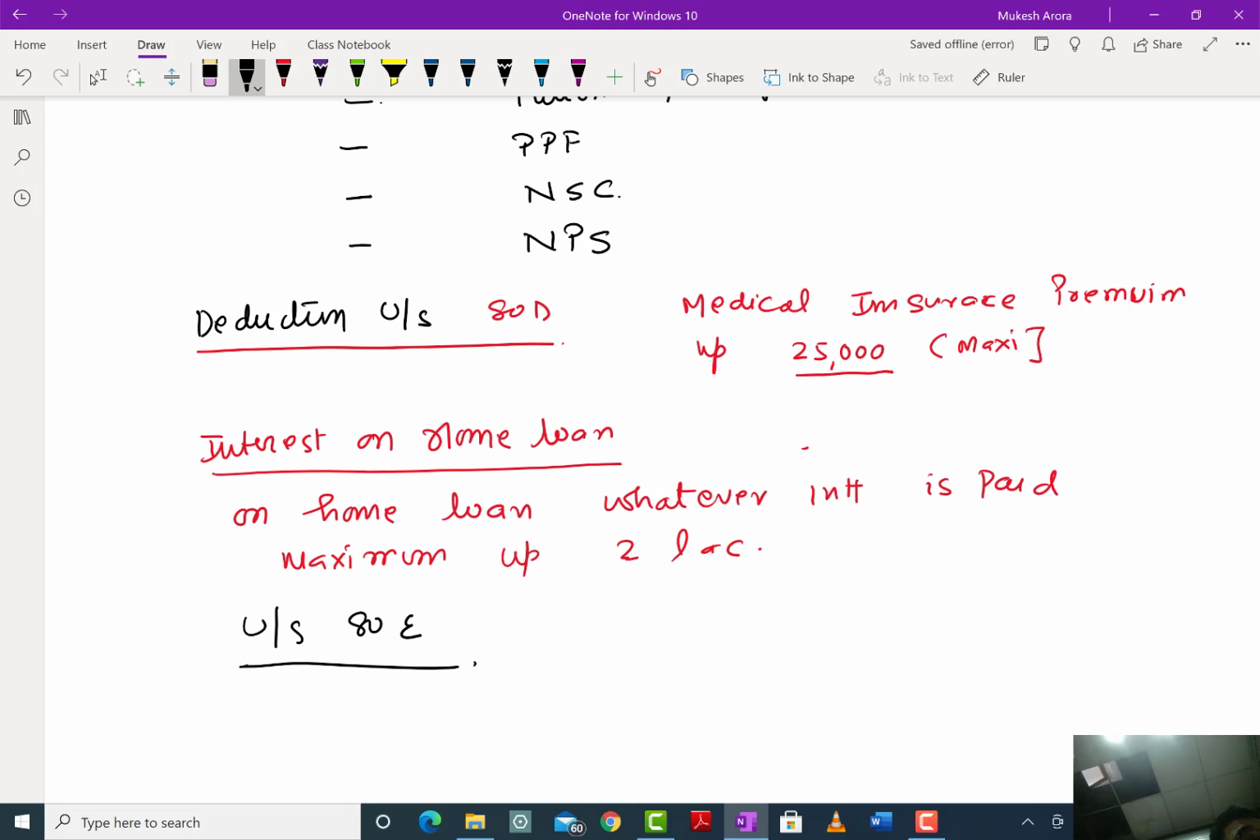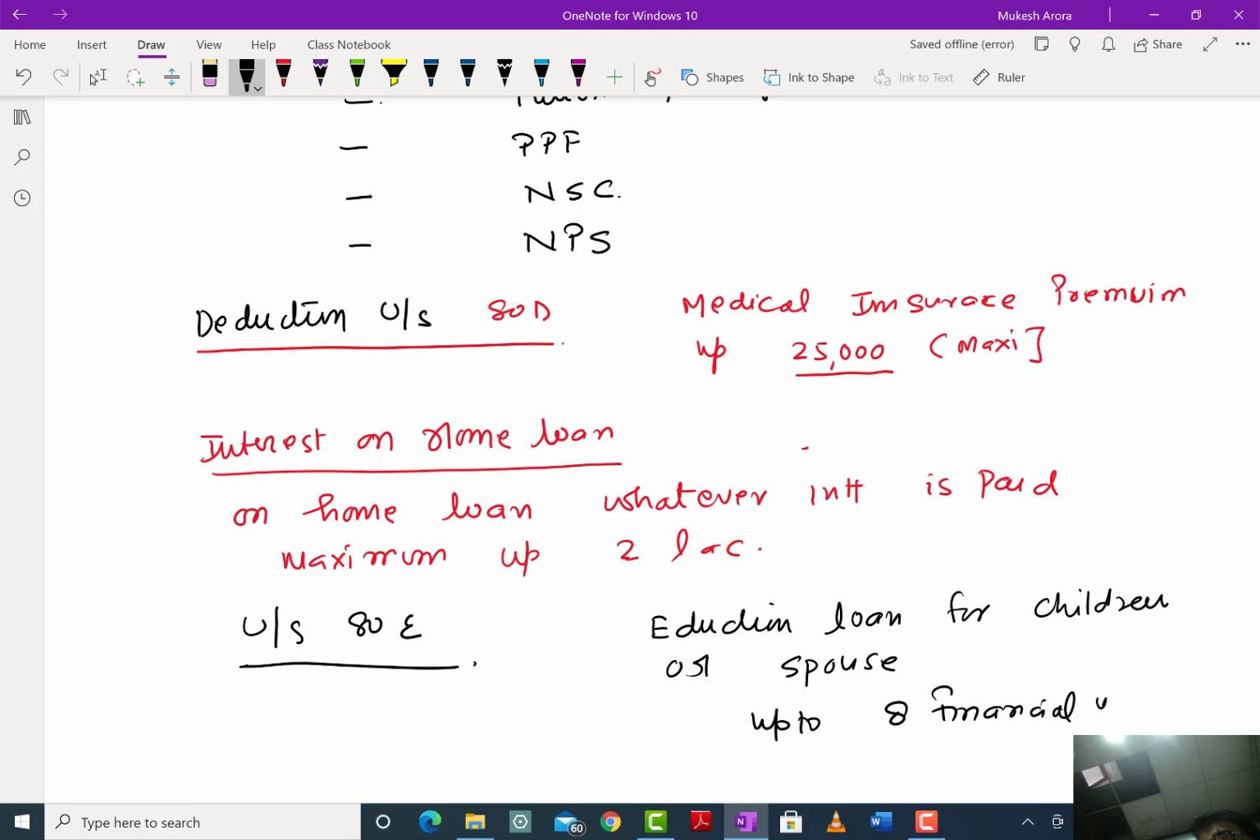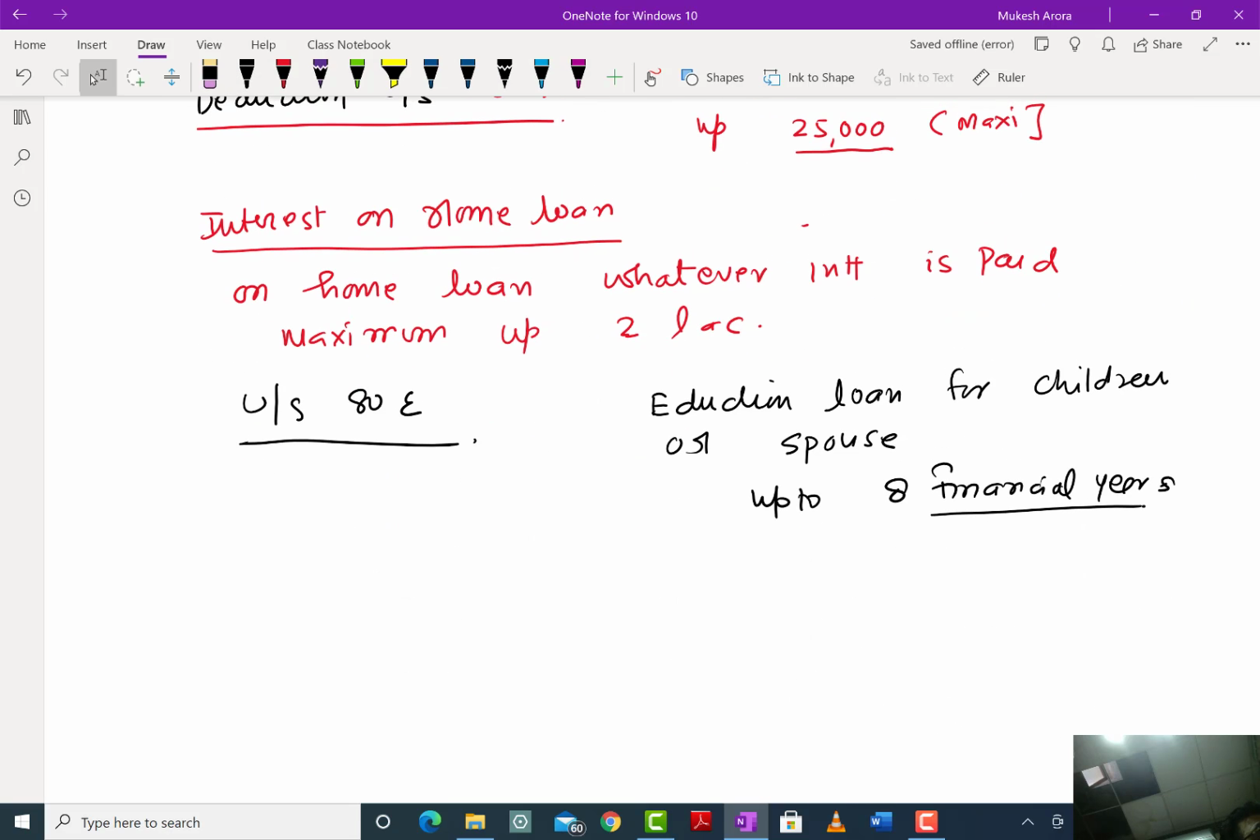Then deduction under section 80E. 80E is if a person has taken an education loan for his spouse or children, then he can avail this deduction up to 8 financial years. There is no limit, he can deduct it, whether they are studying abroad or here.